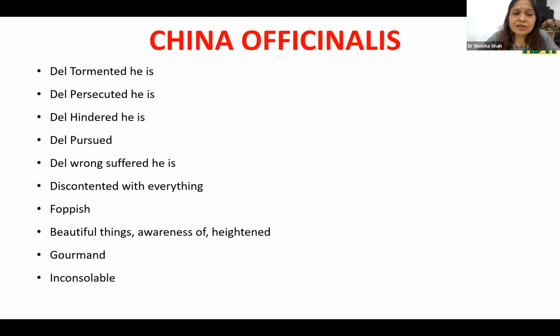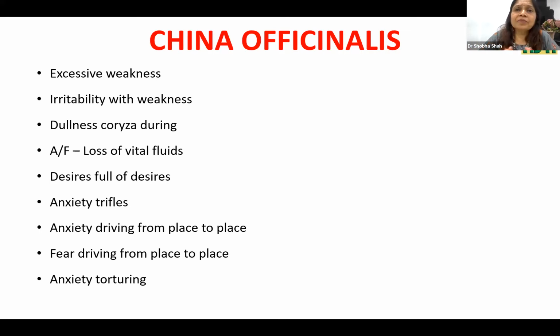But at the same time, China is inconsolable. How much ever you try to explain to them, if they are into that rubric of inconsolable, then it gets extremely difficult. Whatever you may do, they will not get consoled. It is only when you introduce the dose of the medicine that they will be consoled, and then they will be fine and understand things.